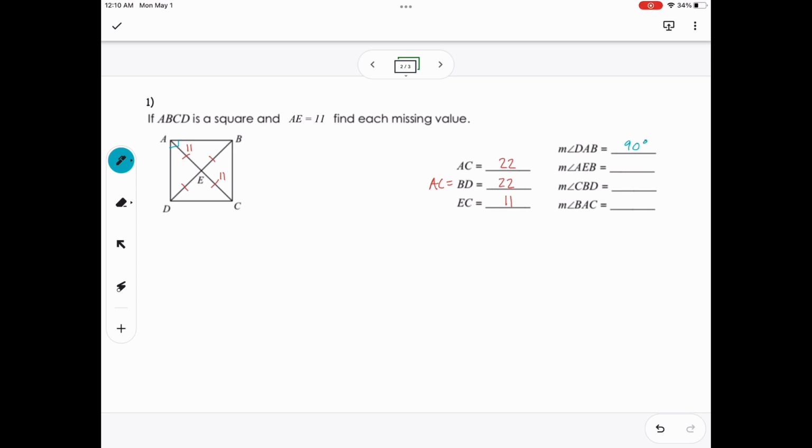DAB is a right angle, so it's 90 degrees. AEB, also on the inside, is a 90 degree angle. CBD is a bisecting of a 90, so it's 45, and the angle BAC is also 45 degrees.